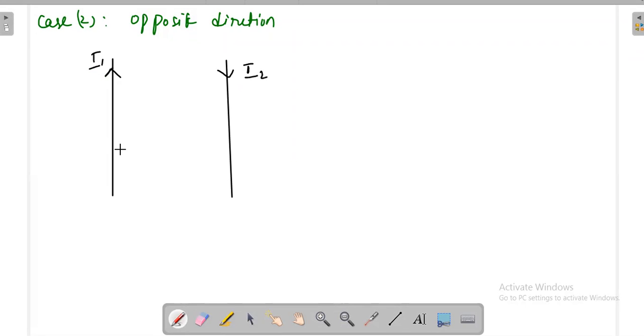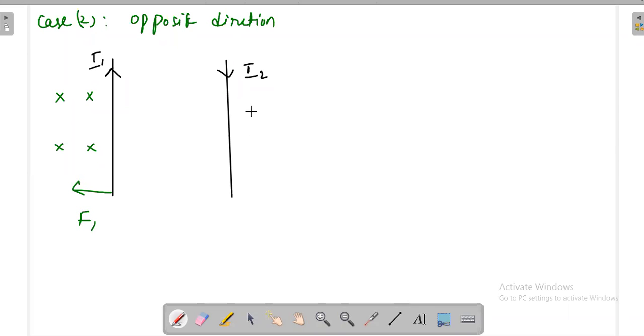Now what is the magnetic field due to the current I2? As the current is flowing downwards, the magnetic field will be going inside the screen. So the magnetic field due to conductor 2 will be in this way. Once the magnetic field is in this direction, as it is going inside the paper, then your force will be in this way. This is the direction of the force.